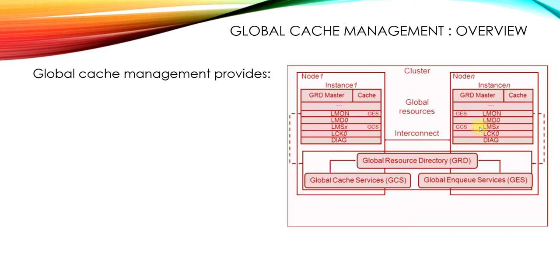Now global cache management. So global cache services. We learned about GRD, we learned about GES and enqueue services, and all the processes and some more processes which are not defined in this picture. Now we will learn about global cache services. Global cache management provides a concurrency mechanism for multiple buffer caches. As we already know what concurrency is, the same block is requested by multiple buffers or multiple nodes. It provides the concurrency mechanism.